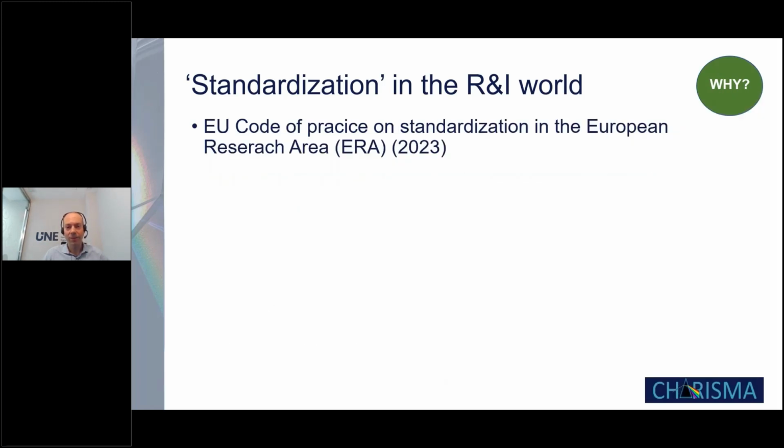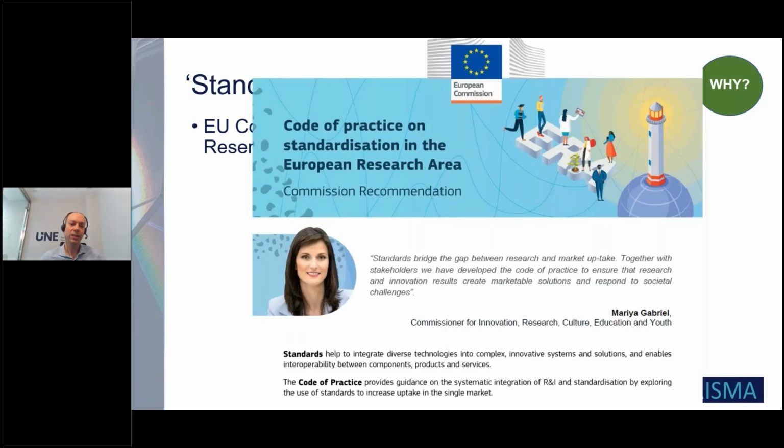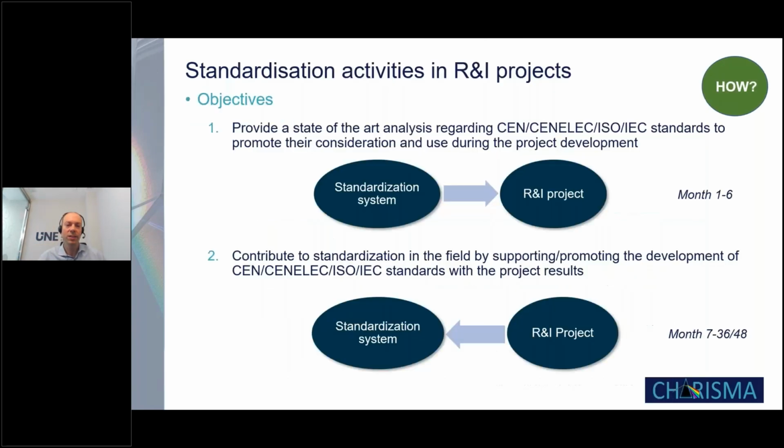And just the last argument supporting the use of standardization in research and innovation projects. There are many more of them, but I just brought here some of them, focusing on the relevance and that they were published not very far away in time. Here we have the EU Code of Practice on Standardization in the European Research Area, which was published this year. And in this Code of Practice for researchers, we have again a reference to standards, commenting that they have to integrate technologies in systems and solutions, and that they enable interoperability between components, products, and services. Okay, so these were just some examples and evidence of why standardization is important for research and innovation activity.